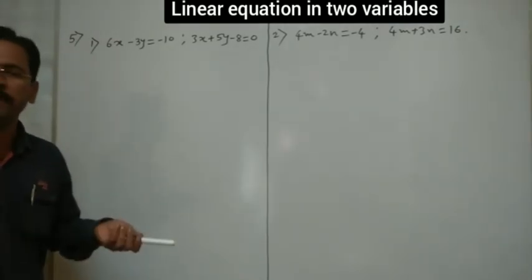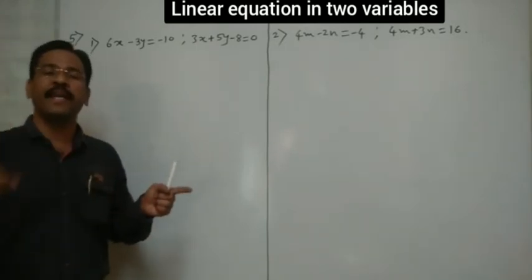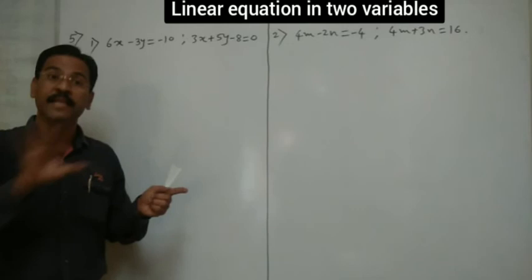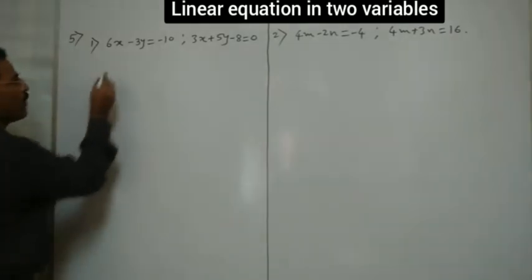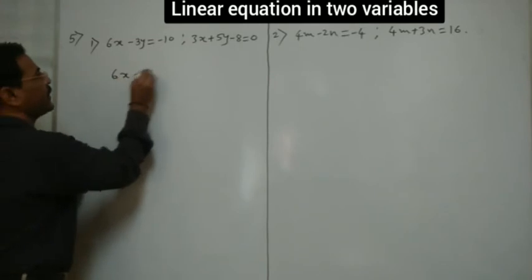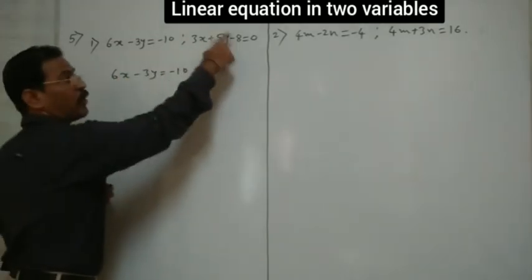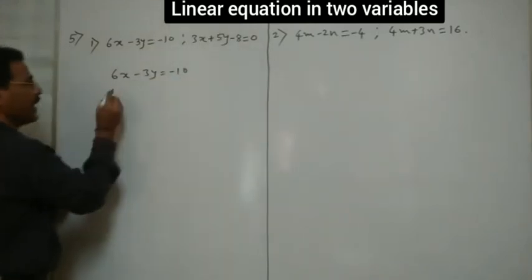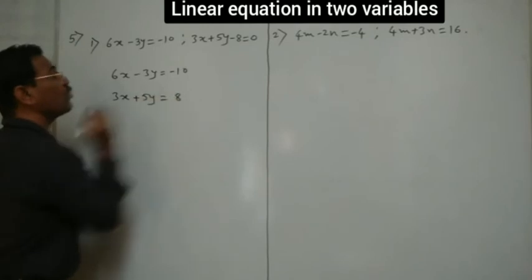After getting D, Dx, Dy: 12, 32, 13. Do you know? D is for 12, Dx is 32, and Dy is 13. Okay, just remember all this. See first, how I will solve. 6x minus 3y is equal to minus 10. See, it is not in neat form. Take this minus 8 to that side. So, 3x plus 5y is equal to 8.